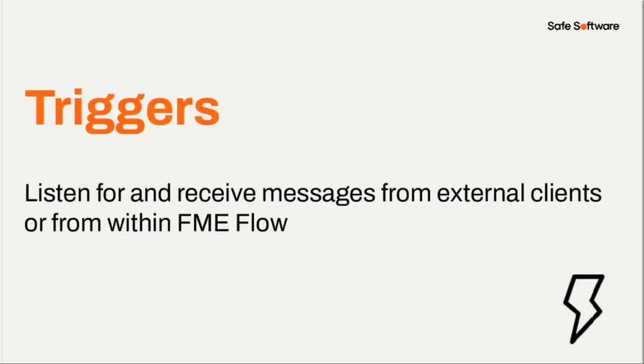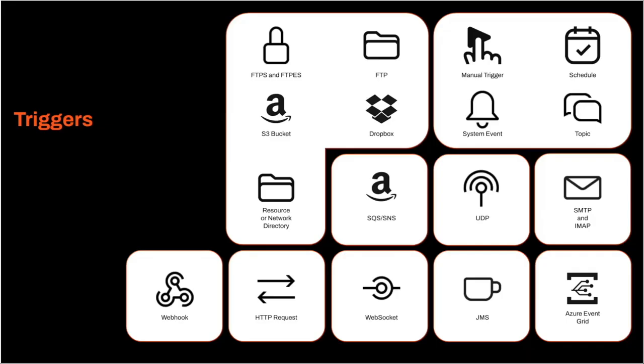So triggers kick off our automations by listening for and receiving messages from external clients or within FME Flow. We connect actions to triggers, which run jobs and then process our data. Triggers allow the power and flexibility to define when those jobs run, either on a schedule or in response to an event, and this saves organizations valuable time.